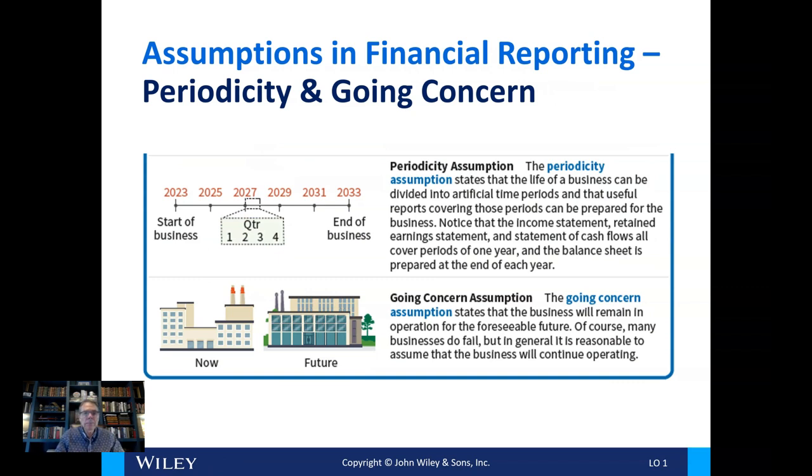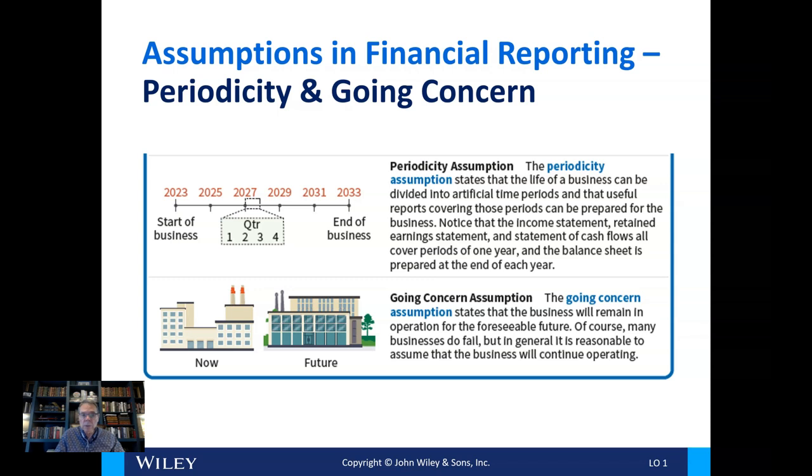Periodicity. We produce in the U.S. quarterly and yearly financial statements. Your company probably will produce monthly financial statements because your company wants your managers to be able to make adjustments quicker than just on a quarterly basis.